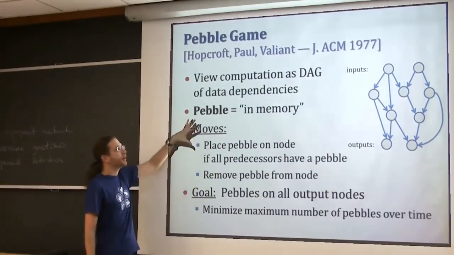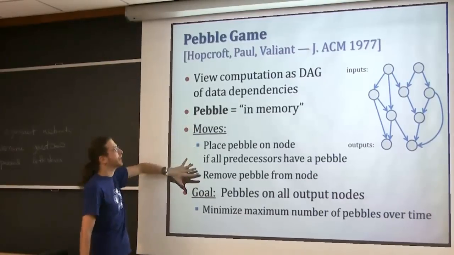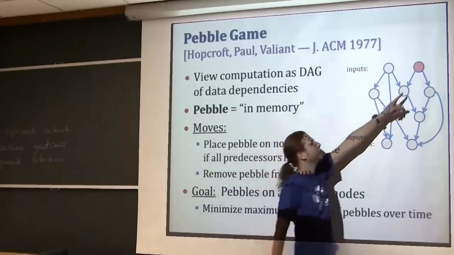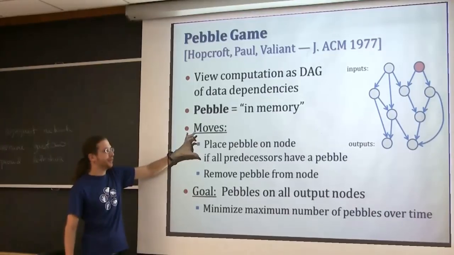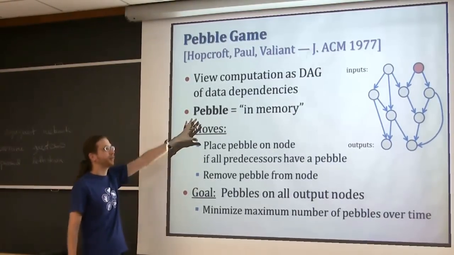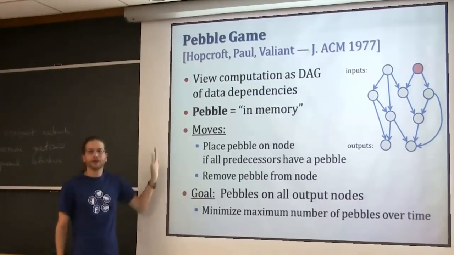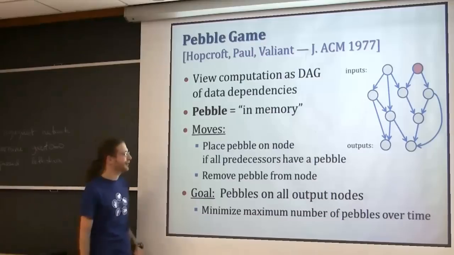And we're going to model the execution of that by playing this Pebble game. A node can have pebbles on it. For example, we could put a pebble on this node. In general, we are allowed to put a pebble on a node if all of its predecessors have a pebble. A pebble corresponds to being in memory. And we can also throw away a pebble, because unlike real life, you can just forget whatever you don't want to know anymore.